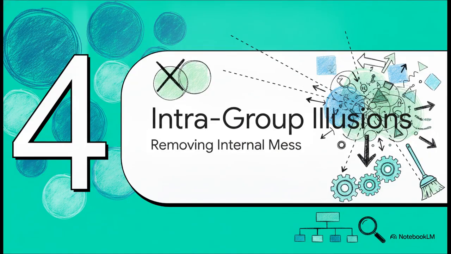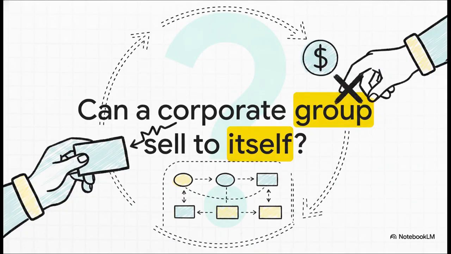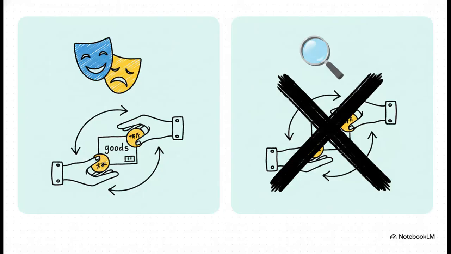Which brings us to phase 4, eliminating intra-group illusions. Once those big double counts are gone, we have to clean up the internal mess. And honestly, this is usually the most confusing part of the whole process. Just ask yourself, if we are truly supposed to be a single economic entity, can the left hand sell something to the right hand and call it profit? No way, it absolutely cannot. Transactions within the group don't create real economic profit for the group as a whole.